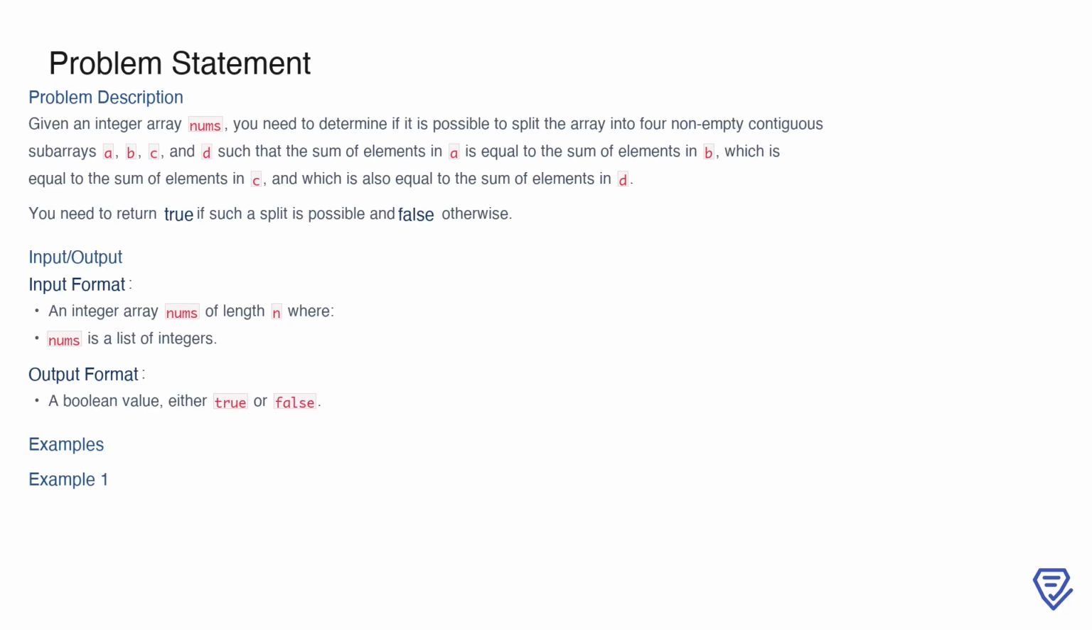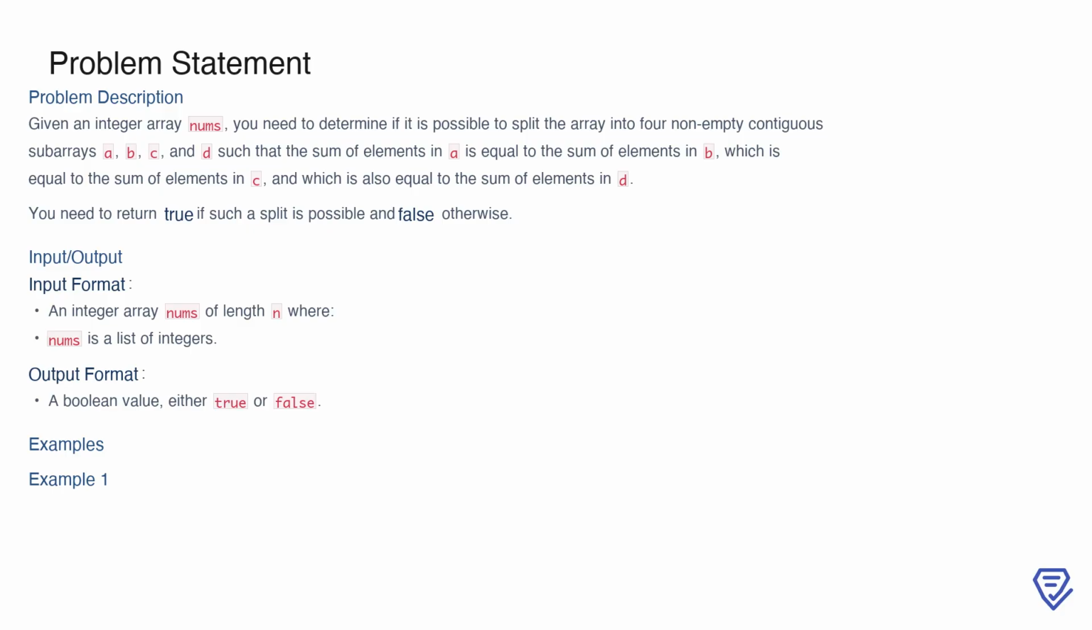In this problem, you are given an integer array called nums, and the goal is to determine whether it can be split into four non-empty, contiguous subarrays, A, B, C, and D. The key requirement is that the sum of the elements in all four subarrays must be equal. That means the sum of A must equal the sum of B, which must equal the sum of C, and finally, that must equal the sum of D. If such a split is possible, you should return true.